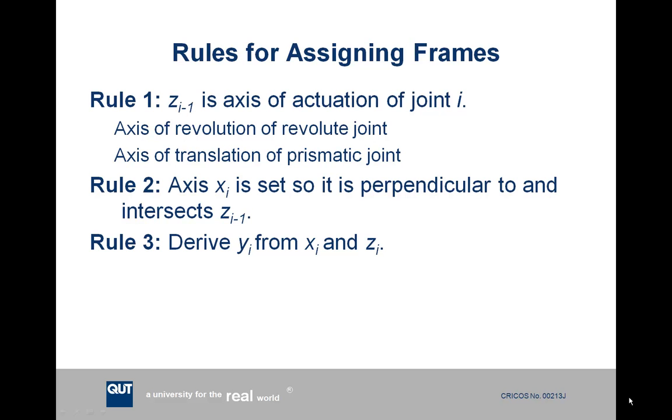The second rule is that once you've set these Z axes, you set your Xi axis so that it's both perpendicular to and intersects the Z(i-1) axis. Note that it's the Xi axis relationship to the Z(i-1) axis. And then rule 3, which is just a cleanup rule, is that using your right hand rule, you can derive what the Y axis, Y subscript i, is from the already defined X and Z axes.